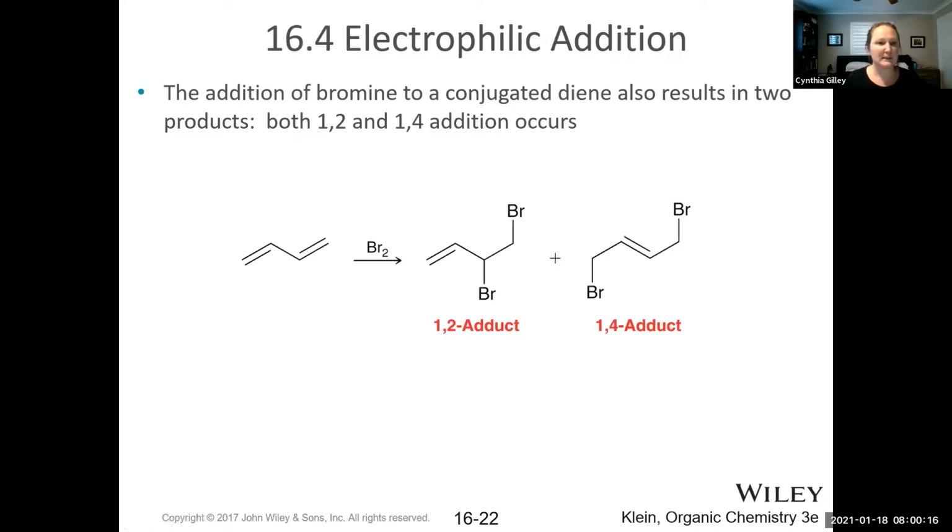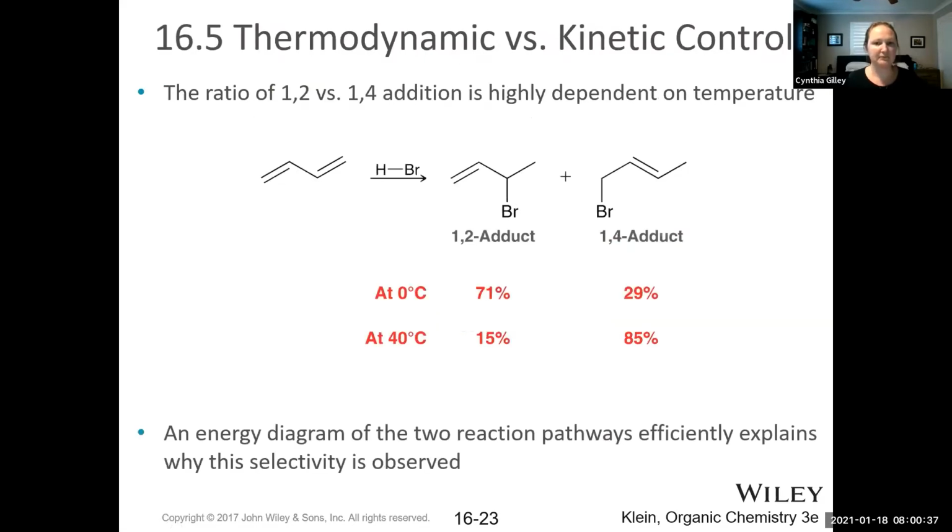A short break to mention that in addition to adding HBr across the diene, we can also add Br2. When we add Br2, we're adding 2 bromines that will either add 1,2 or 1,4. So the reaction works the same way as with HBr when we use Br2. Okay, let's continue and talk about which one would be the major product.